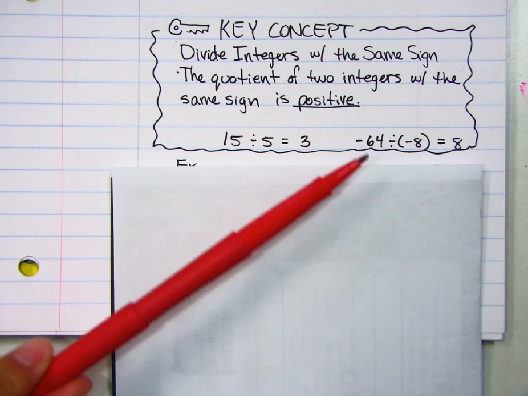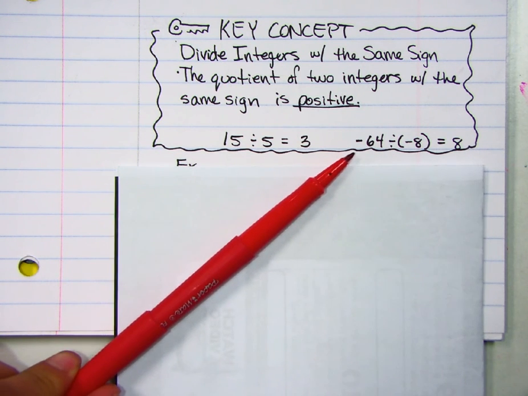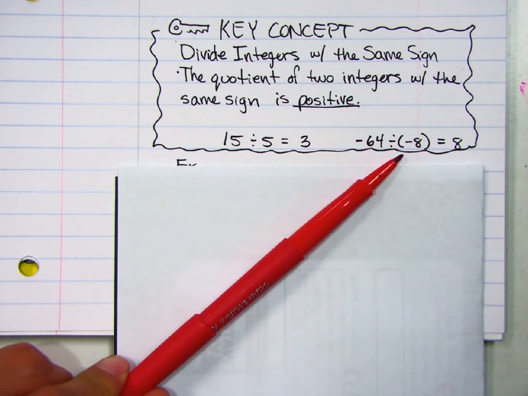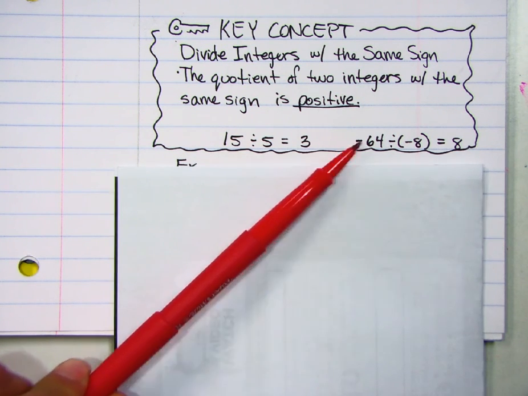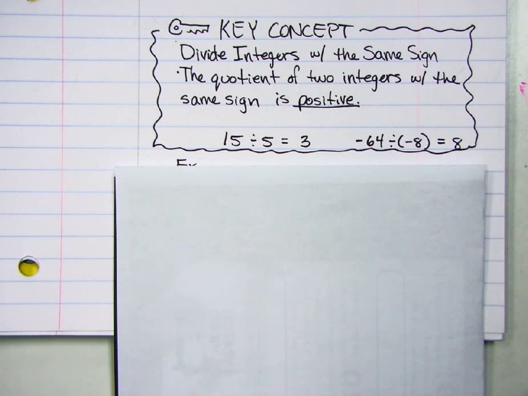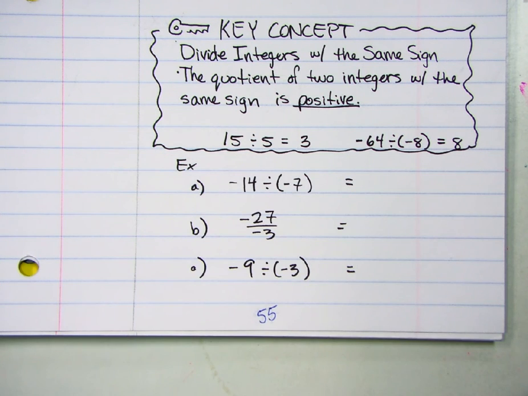Over here, I need negative 64 divided by negative 8. So we're figuring out how many negative 8s are in negative 64. Well, there's 8 of them. That's a positive value. Take a moment and try out these three problems here.